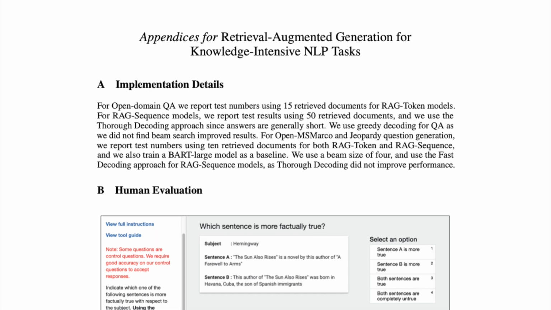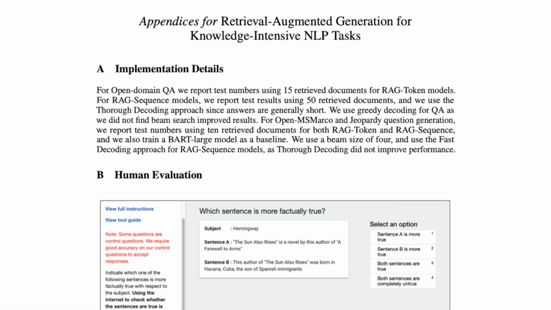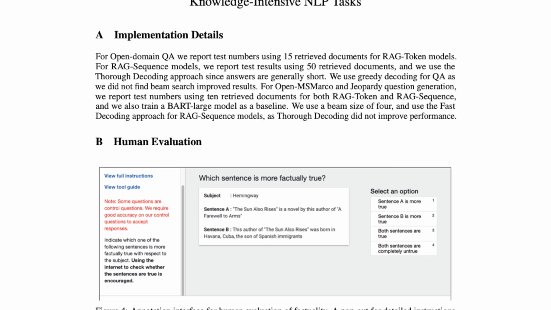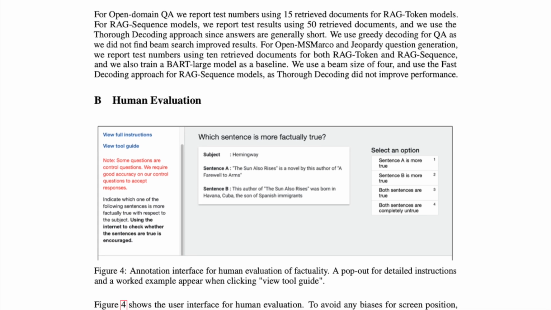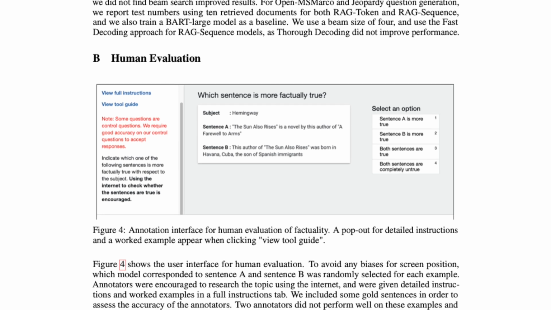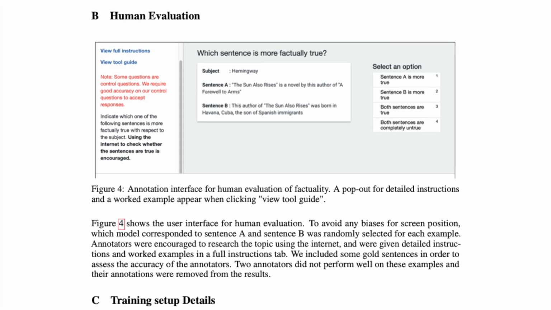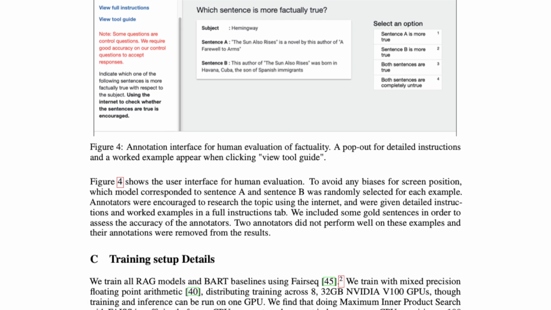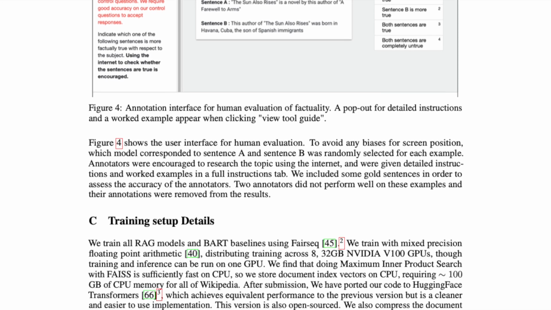Appendices for Retrieval Augmented Generation for Knowledge-Intensive NLP Tasks. Implementation details. For Open Domain QA, we report test numbers using 15 retrieved documents for RAG token models. For RAG sequence models, we report test results using 50 retrieved documents, and we use the thorough decoding approach since answers are generally short. We use greedy decoding for QA as we did not find beam search improved results. For OpenMS Marco and Jeopardy question generation, we report test numbers using 10 retrieved documents for both RAG token and RAG sequence, and we also train a BART large model as a baseline.